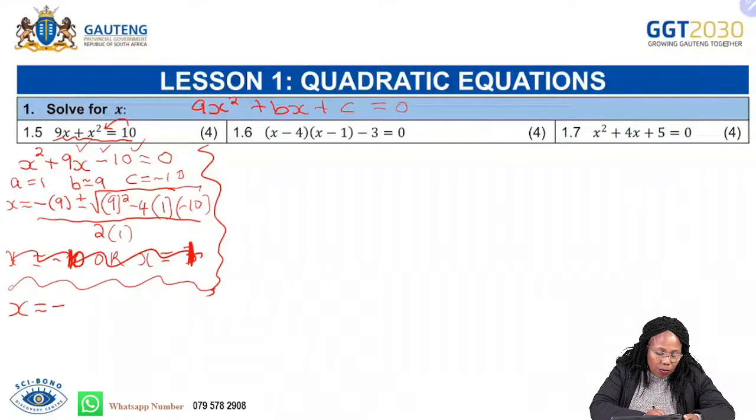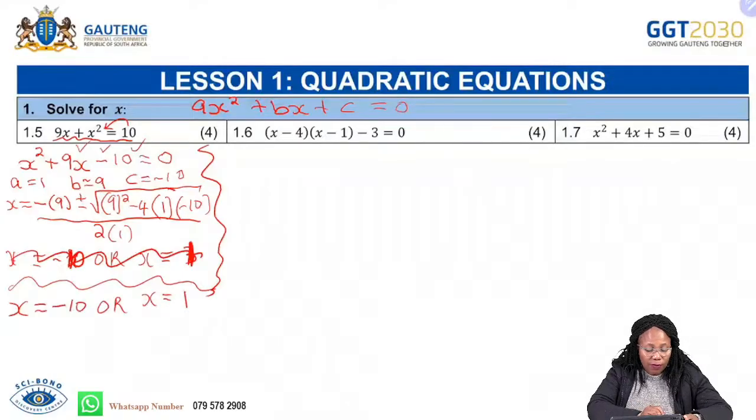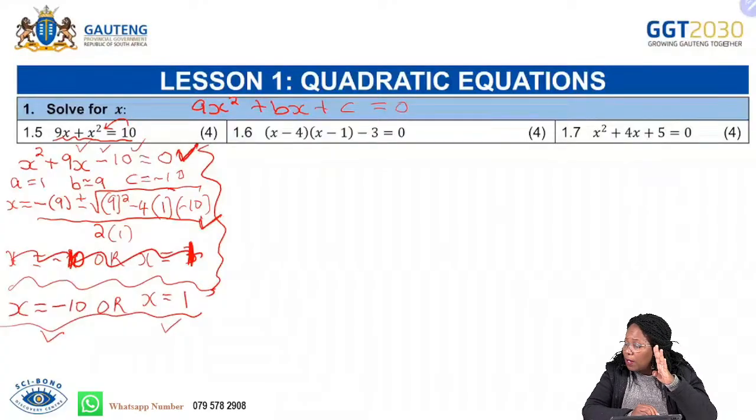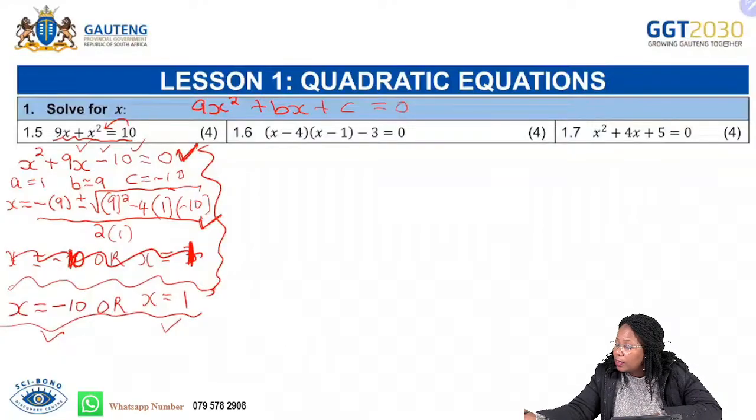It's x equal to minus 10 or x equals to a positive 1. These are the correct factors. And then now the first mark will go for transposing correctly there and arranging in the standard form. Start with the x squared, x and the constant number. The second mark will be for substituting correctly into the correct formula, and the third mark for your first x value, and the fourth mark for the next x value there. Okay, and then now let's move on to 1.6, grade 12.